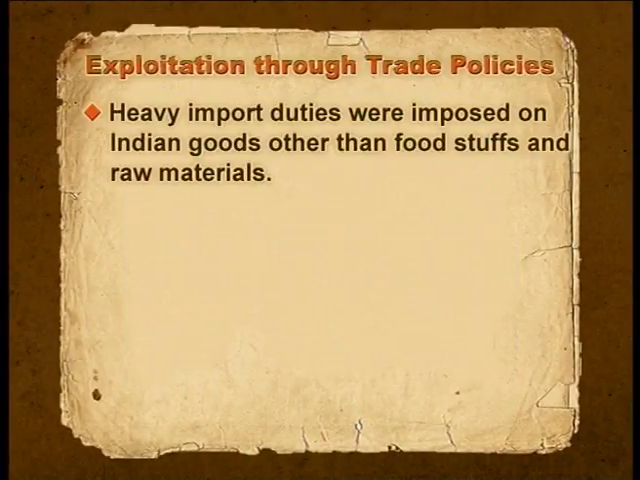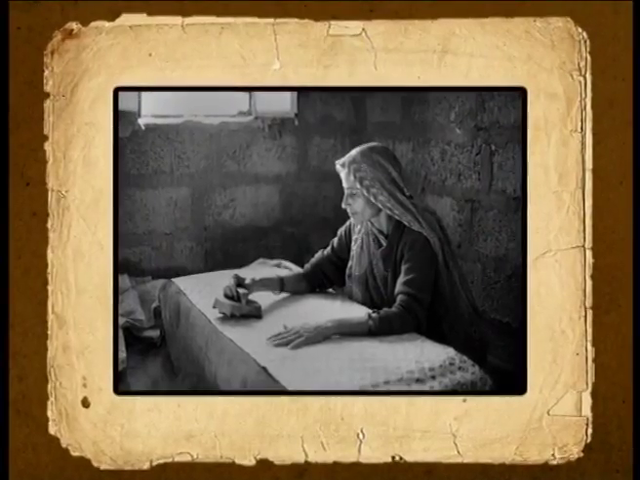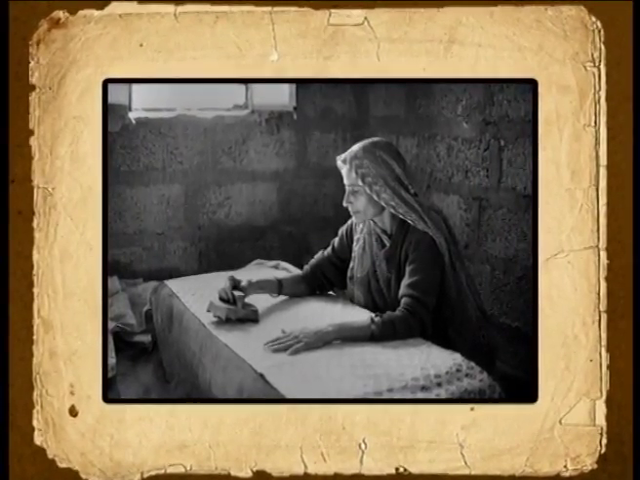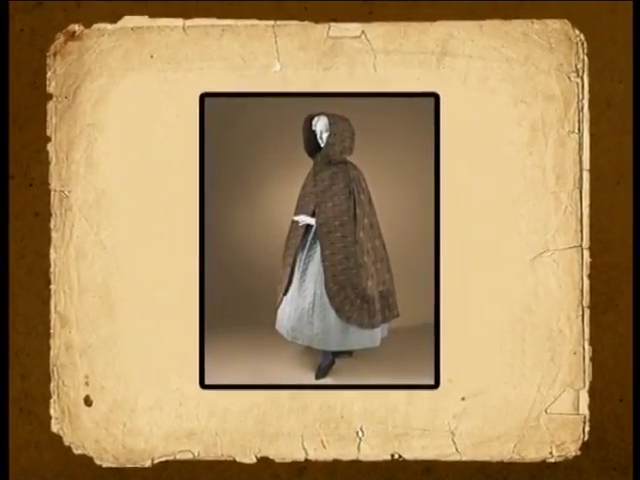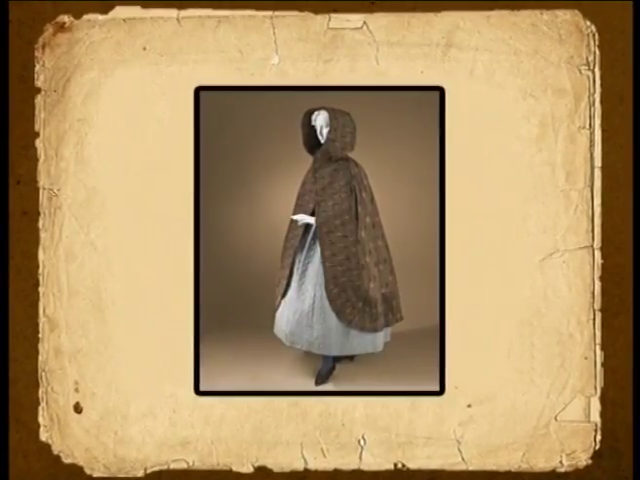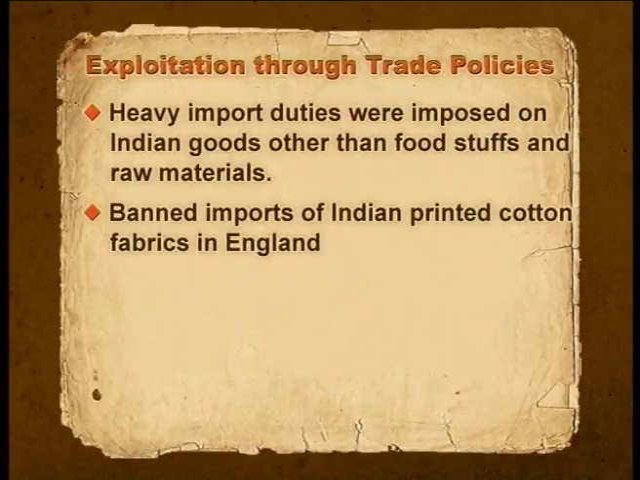They imposed heavy import duties on Indian goods other than foodstuffs and raw materials. They especially banned Indian printed cotton fabrics, which were in high competition with English goods, especially textiles, and therefore they tried to ban the Indian printed cotton goods.